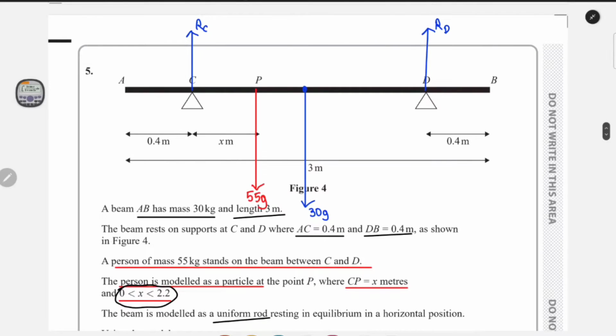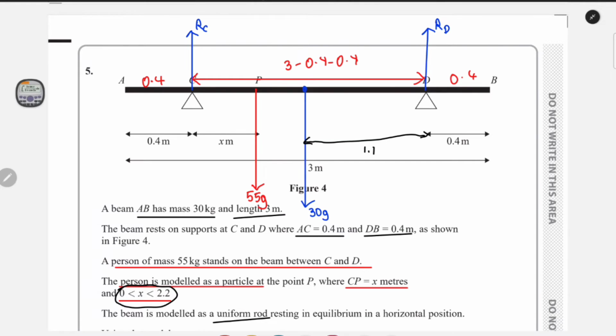So we'll get, since this distance is 0.4, this distance will be 1.5 minus 0.4, because this distance is 1.5 meters, or half of the uniform beam. So this is 1.1. Also, from D to C, the distance is 3 minus 0.4 minus 0.4, because there is a 0.4 over here and 0.4 over here, and the whole rod is 3 meters long. So that is 2.2 in the middle. If that's 2.2, this will be 2.2 minus x.